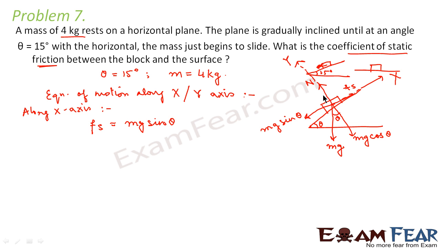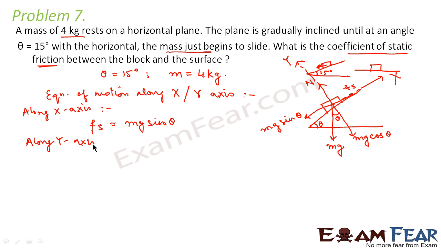Now once the static friction reaches its maximum value, this box will start sliding. So the question talks about that scenario when the box just begins to slide. That means at that point of time, the value of Fs will be the maximum value of Fs. Correct? So along x-axis, let's first equate. It is Fs is equal to mg sin theta.